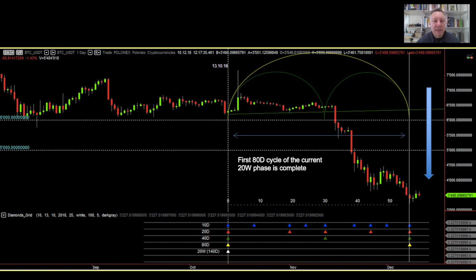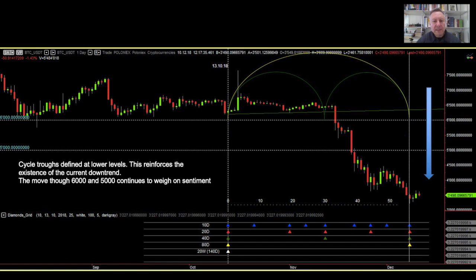That essentially means that the current 20-week cycle began on this particular date, and I'm just going to spend a brief moment focusing on the Hurst cycle approach today. There's a couple of other interesting topics that I'd like to spend a little bit more time on, but from a Hurst cycle perspective, it looks like the first 80-day cycle of this 20-week phase has run its course. That means the current price action is in the early stages of the second half of this 20-week cycle phase. In other words, the 20-week cycle has moved beyond its midpoint.